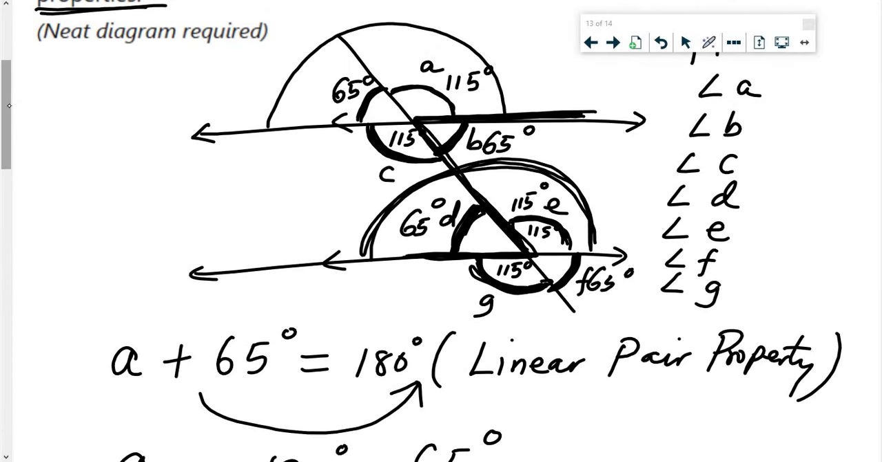Can you see? We have a total of 7 other angles here. 115, 65, 115, 115, 65, 115, 65. Right? So we have a total of 7 other angles. 1, 2, 3, 4, 5, 6, 7. Done.